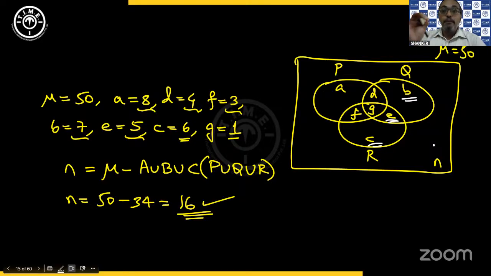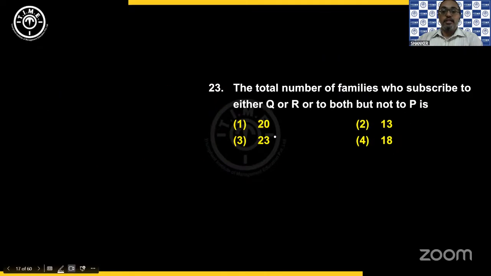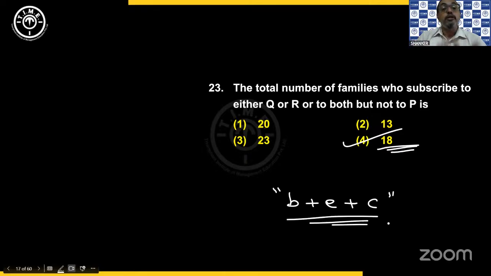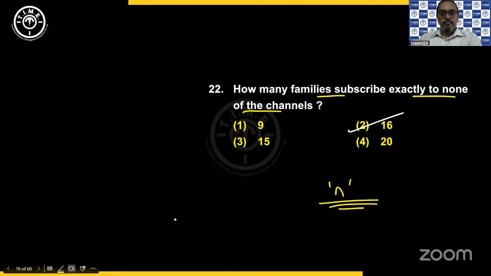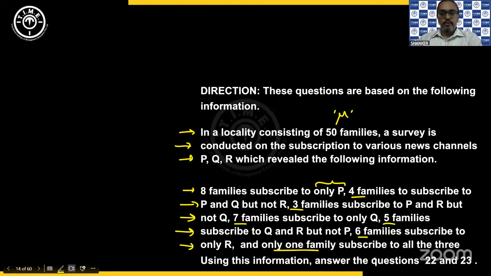So you just have to add B, E, and C. B is 7, E is 5, that's 12, plus 6, you have 18. And that is what you pick: the fourth option. So it is B plus E plus C. When you know the region representation, you will know what elements to include and exclude. Understood the point? Okay. So these are the two questions you have in these Venn diagrams, 22 and 23.